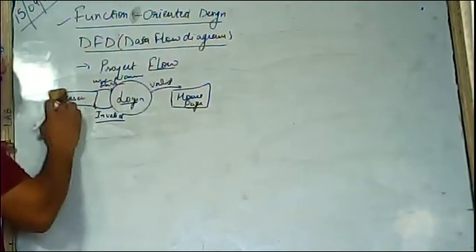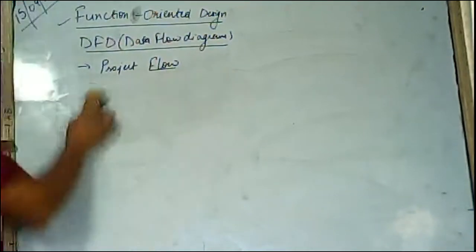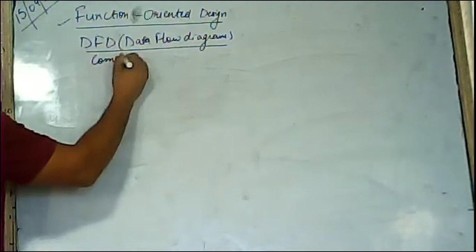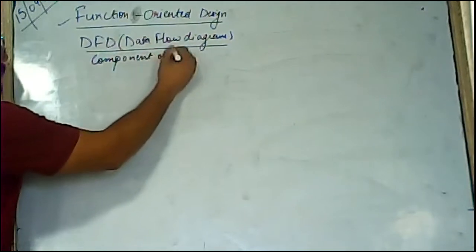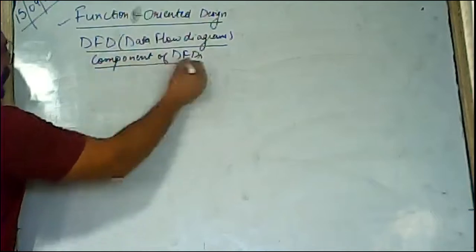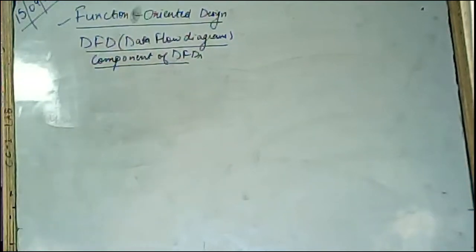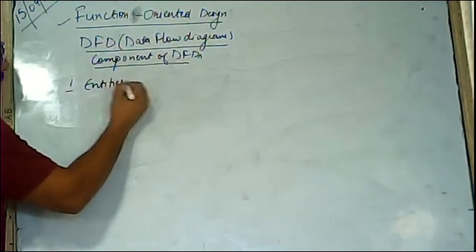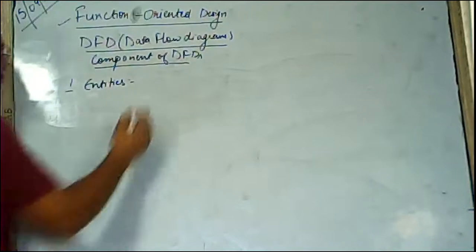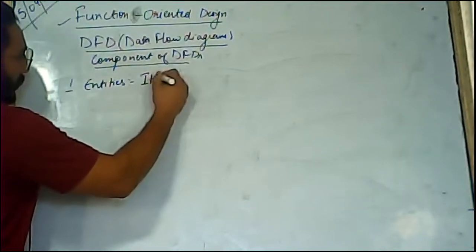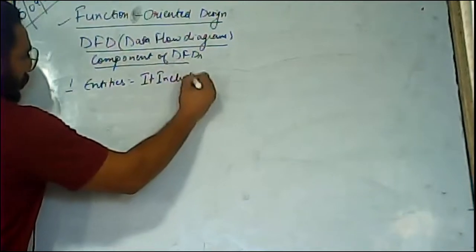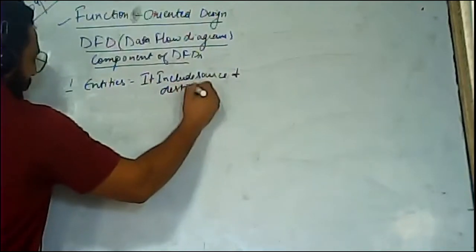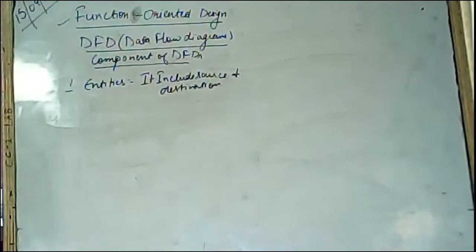Okay, this is the example, but before that, I will show you some components of DFD, the components that are used in your DFD part. First component is your entity. It includes your source and destination.